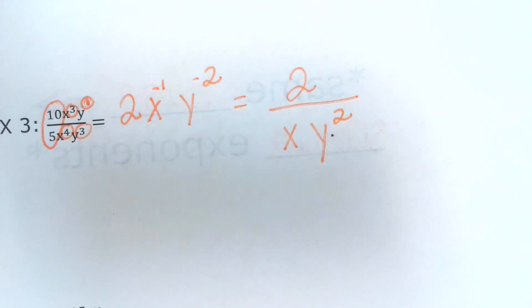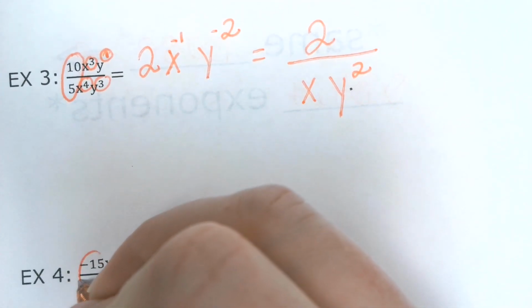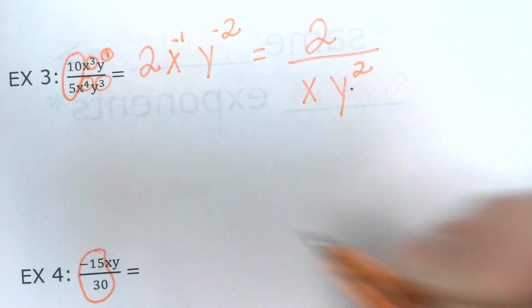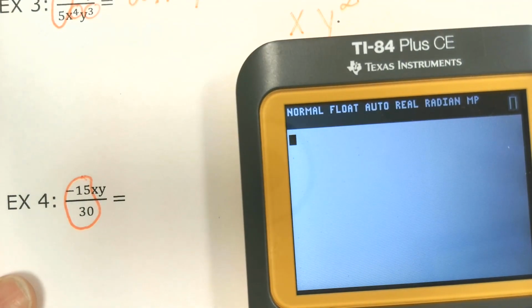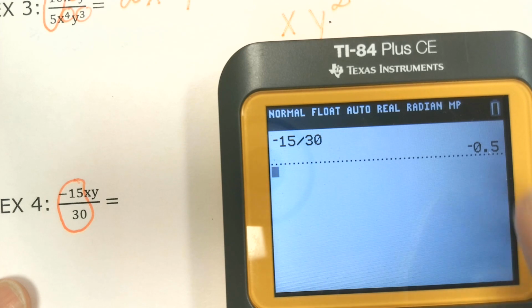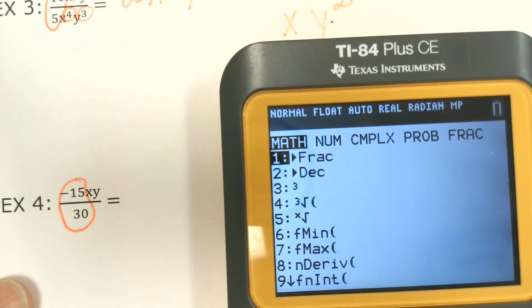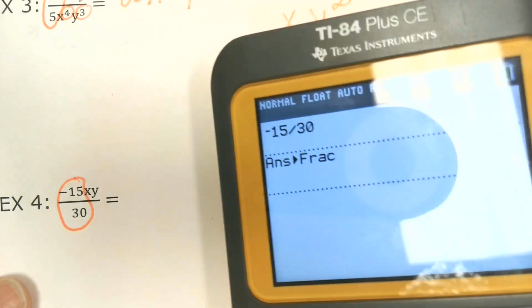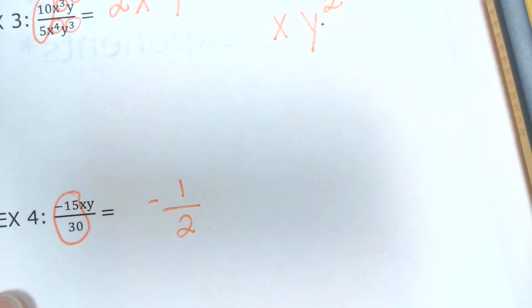Let's go to number 4. We need to divide our coefficients. Negative 15 divided by 30. I don't want any decimals. So do you remember what you do with the calculator to give it a fraction? Math, enter, enter. So it's negative 1/2. So go ahead and write that. Negative 1 over 2.